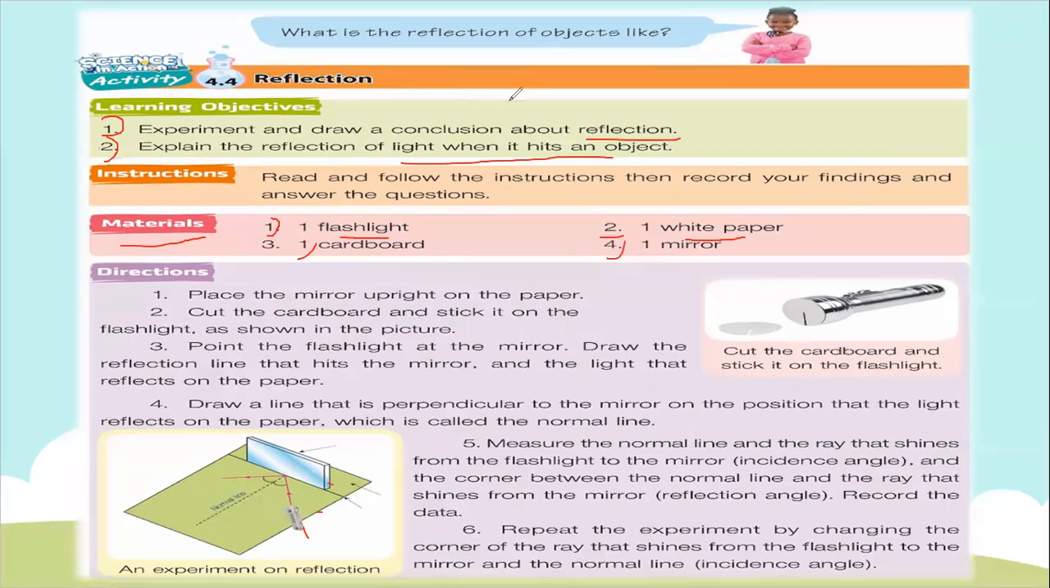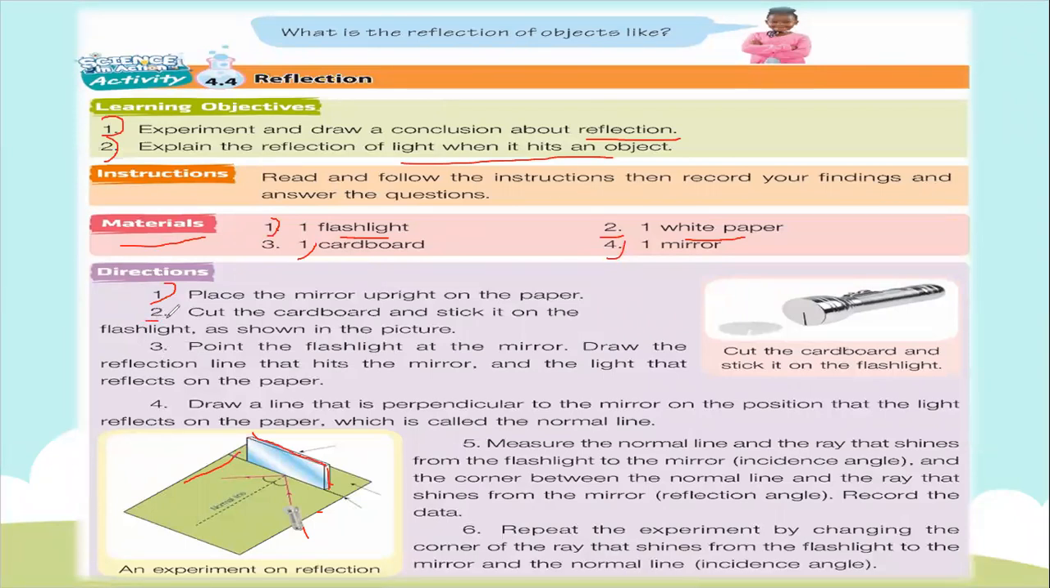So now what are the directions we have to follow? Number one, place the mirror upright on the paper. Here we have the paper, you can see here, right? And we're going to place a mirror. So here, this is a mirror. The mirror is placed upright on the paper.